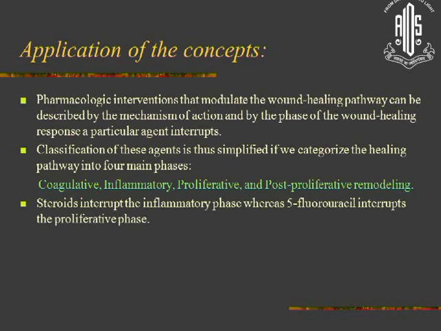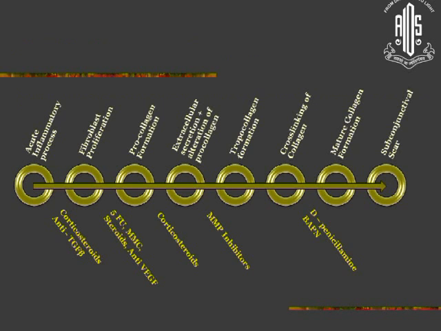So the application of the concepts which I just mentioned is that pharmacological interventions that modulate the wound healing pathway can be described by the mechanism of action and by the phase of wound healing response of a particular agent. If we classify that way, we have 4 main phases: coagulative, inflammatory, proliferative, and post-proliferative remodeling. So steroids would interrupt the inflammatory phase, whereas adjuncts like 5-fluorouracil would affect the proliferative phase of the surgery. So this is just a timeline of what agent to use at which step.